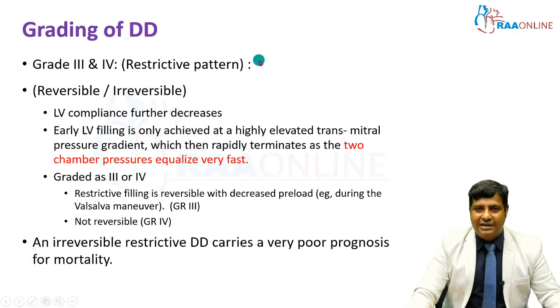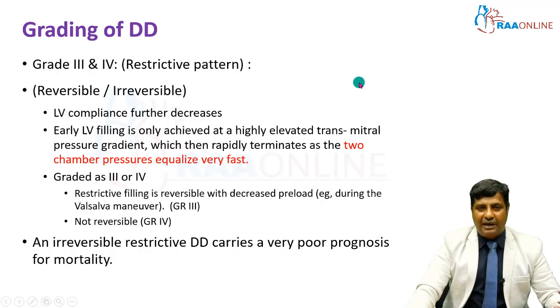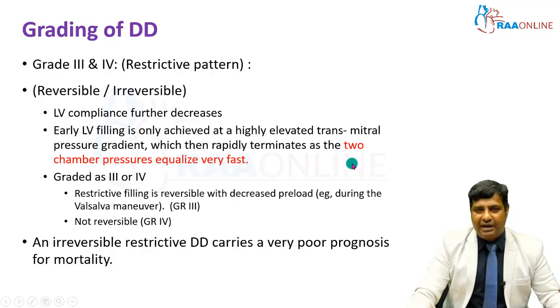Subsequently, as the disease progresses, they move to grade 3 or grade 4, which is called the restrictive pattern. These may be either reversible or irreversible. How it happens is, once the disease starts progressing, LV compliance further reduces and early filling is achieved at a very high transmitral pressure gradient. Because the LV is more stiff, the moment blood enters the left ventricle, the pressure in both chambers immediately starts getting equalized. This equalization happens very fast and this is called the restrictive pattern.